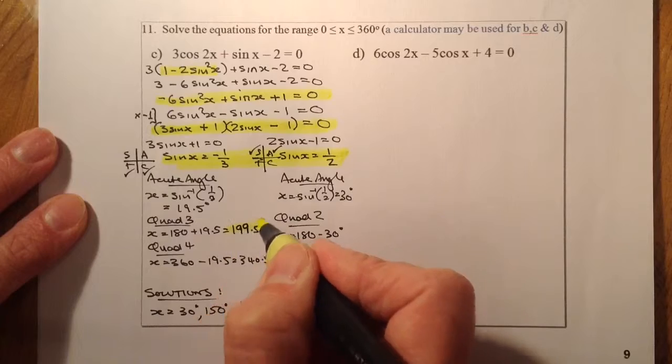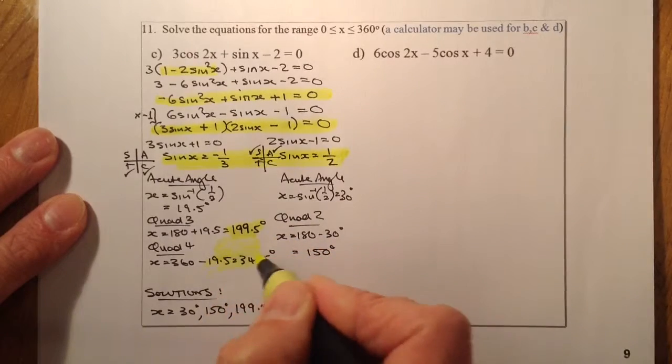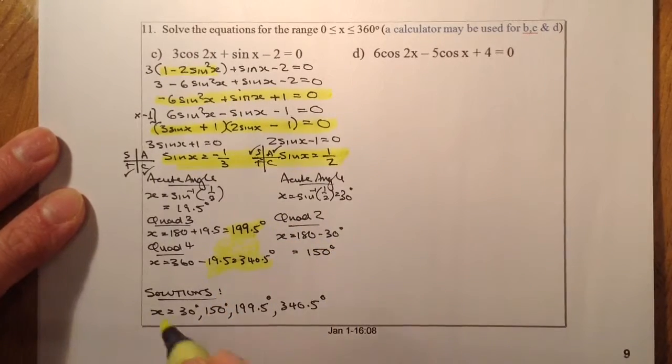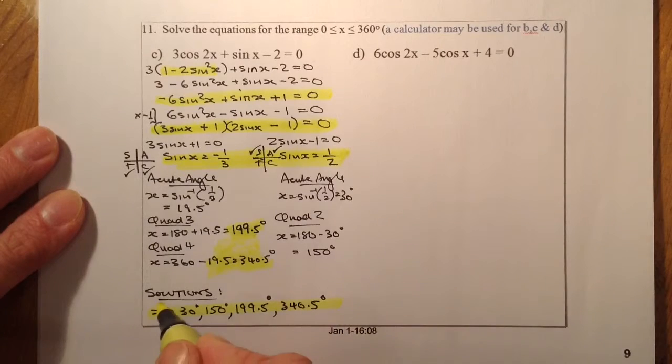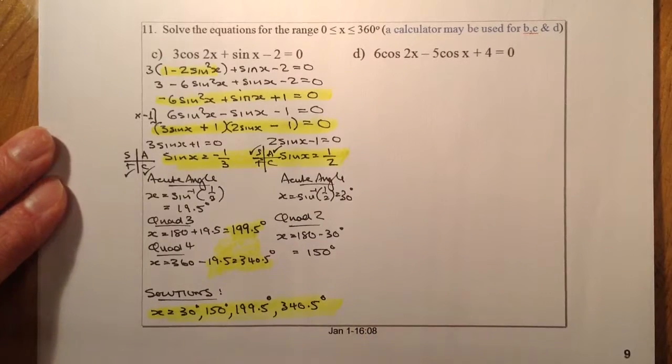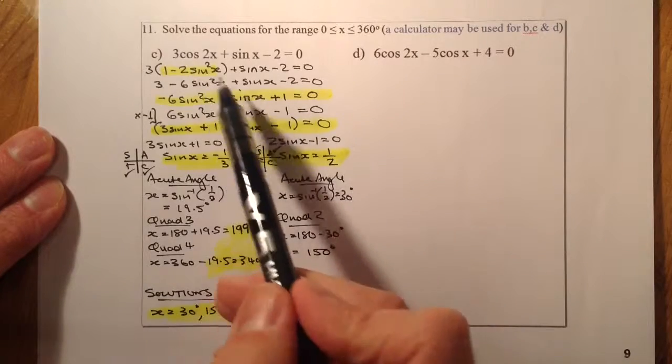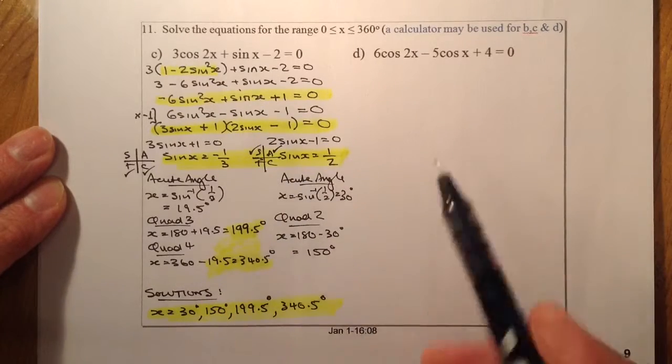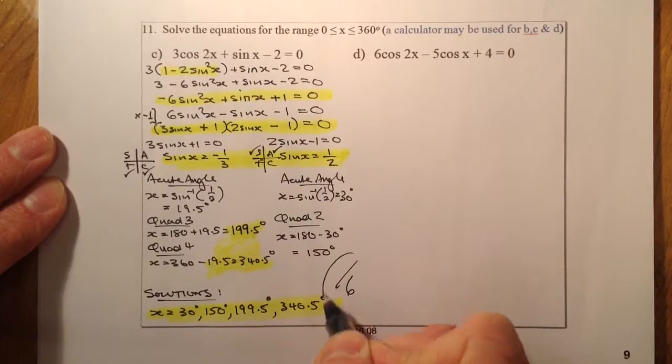I'll give 1 mark for getting the answers from this side, and a final mark for stating what your solutions are in total. Okay, so that's a total of, let's see, 1, 2, 3, 4, 5, 6. So that's out of 6 marks.